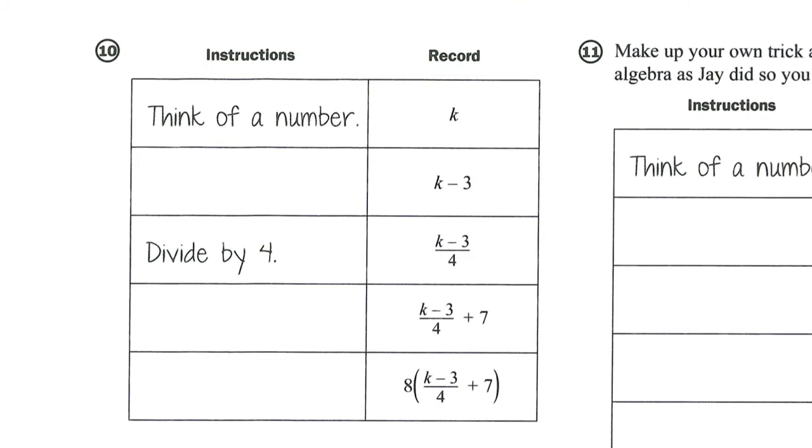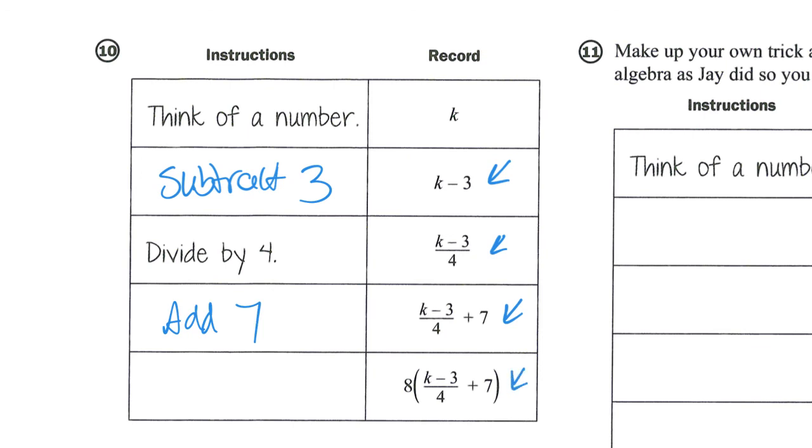Starting with the number k, if I look at what we're doing right here, that's going to be subtract 3. Then we divide by 4 in the next step. Next step here, we are adding 7. And then lastly, we're multiplying all of that by 8.